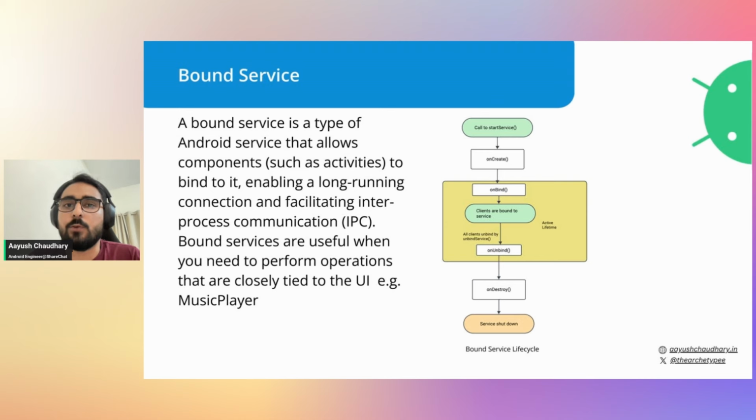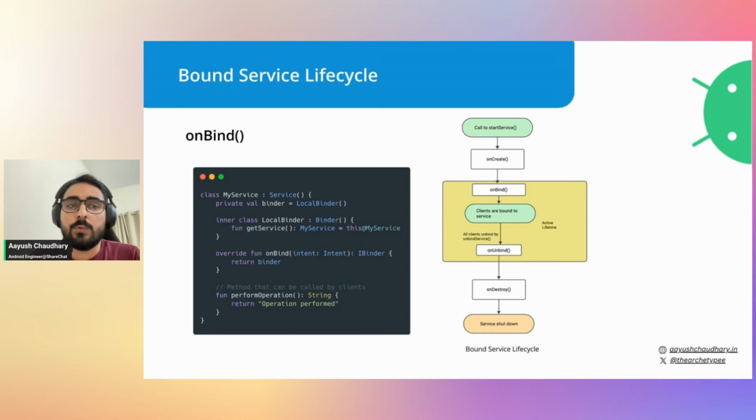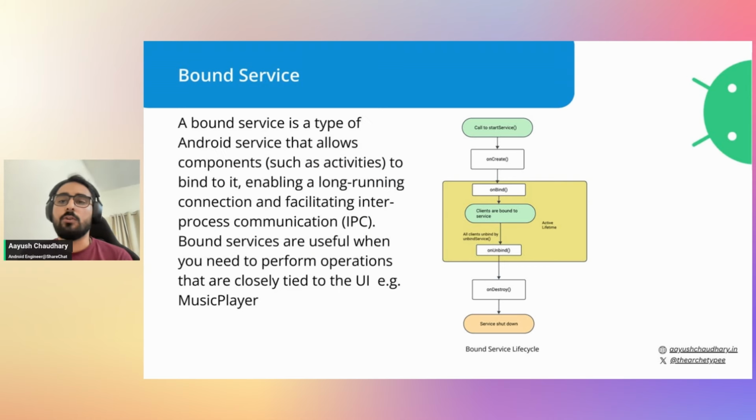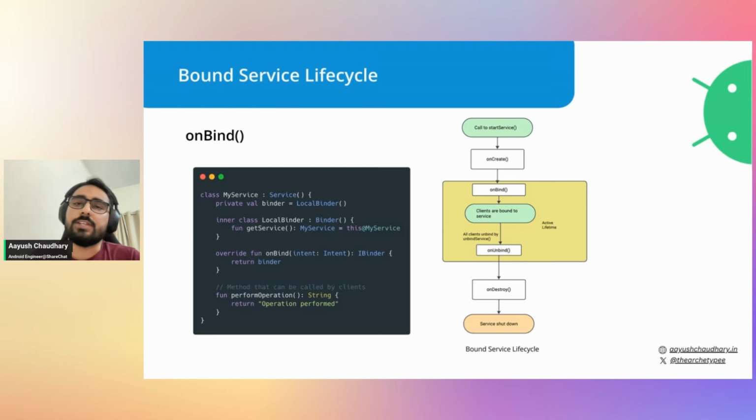For example, if you are building a music player app, again I am taking that example. You play the music on a service, but when the user opens the app, when the app is in foreground, you want to make sure the controls are in the activity, not in the service, to skip the music or to play the next music. It also allows inter-process communication.